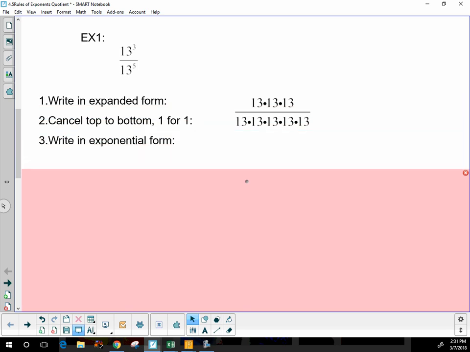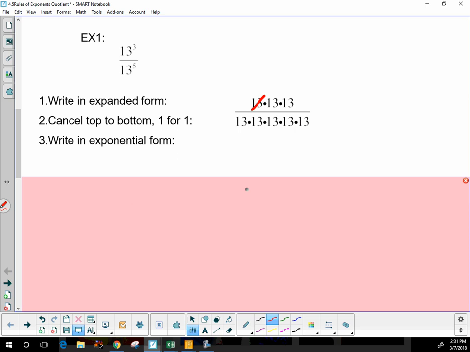And then cancel out. 1 to 1, 1 to 1, 1 to 1. So 0 13s up top, but oh, that's such a mind trick. Kind of a lot like the last time. That is writing it in exponential form. 1 over 13 squared. I can do that.